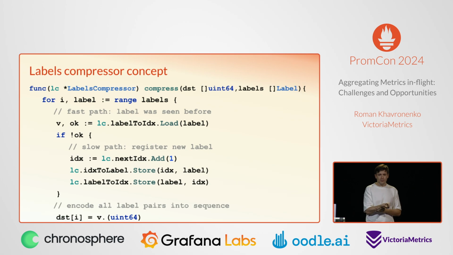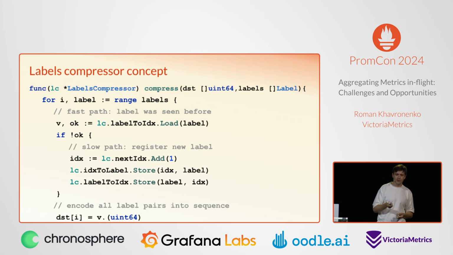So here's how the compress flow looks like. We received a bunch of labels that we need to compress. We go one by one. We do a lookup in the compressed table. If we find an entry, that's the fast path, we just return this entry, attach it to the slice. If not, we need to increment the counter and we register it again.